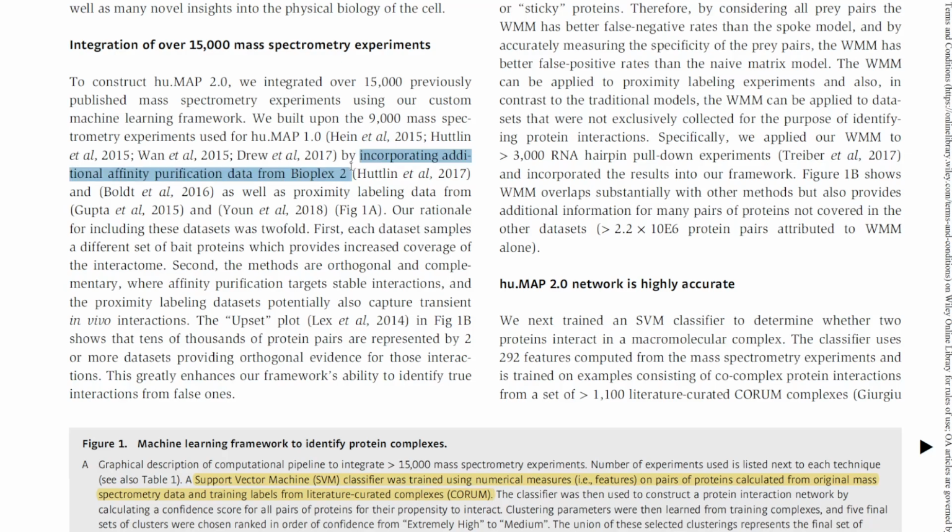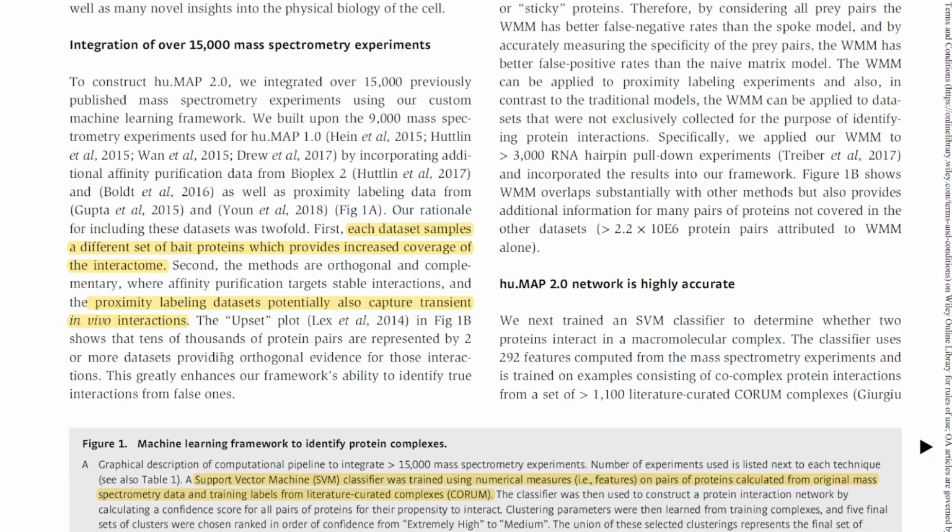Our rationale for including these datasets was twofold. First, each dataset samples a different set of bait proteins which provides increased coverage of the interactome. Second, the methods are orthogonal and complementary, where affinity purification targets stable interactions, and the proximity labeling datasets potentially also capture transient in vivo interactions. The upset plot, Lex et al., 2014, in Fig 1b shows that tens of thousands of protein pairs are represented by two or more datasets providing orthogonal evidence for those interactions. This greatly enhances our framework's ability to identify true interactions from false ones.